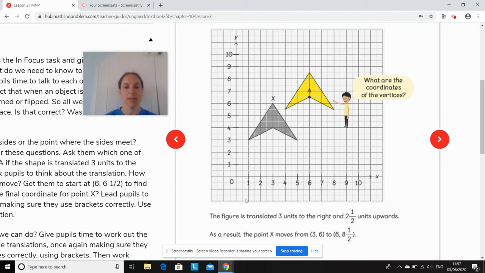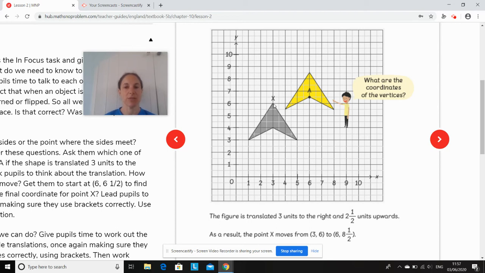At the moment, X is 1, 2, 3 across, because we always start with across, and 1, 2, 3, 4, 5, 6 up. So it's 3 across and 6 up, (3, 6) in brackets. It's always written like that. But it's moved 3 units to the right and 2.5 units up. So let's see what that means.